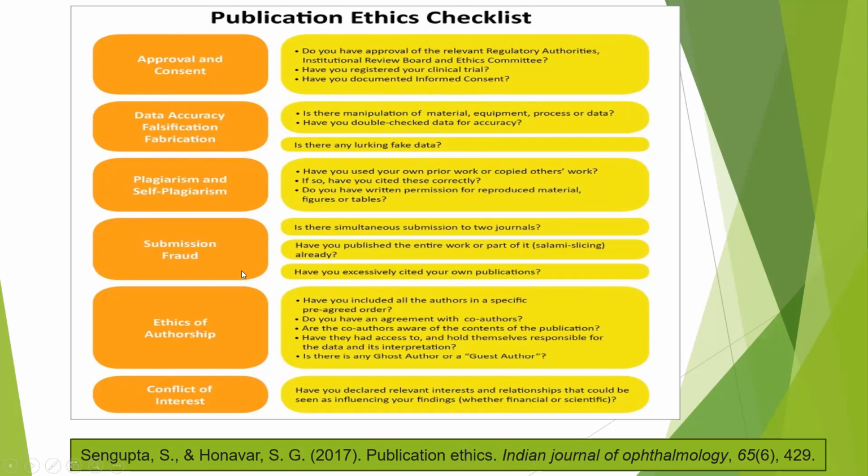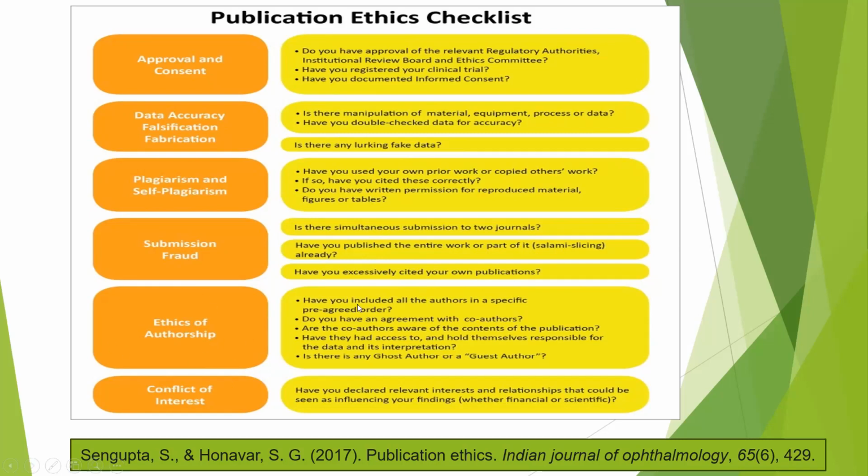Then submission fraud. Is there simultaneous submission to two journals? Am I submitting it to two journals? No, I should not. Then, have you published the entire work or a part of it? That is salami slicing. Have you done it already? If done, have you stated it in your paper? Then, have you excessively cited your own publication? Published in the sense, have you presented that work? If part of the work is published, you can also give the citation of that paper.